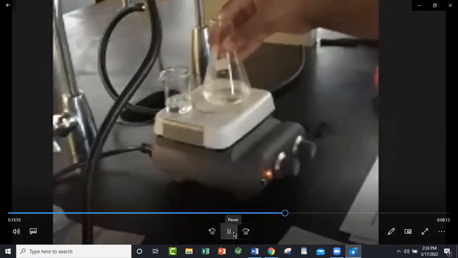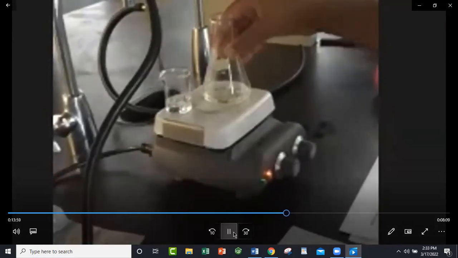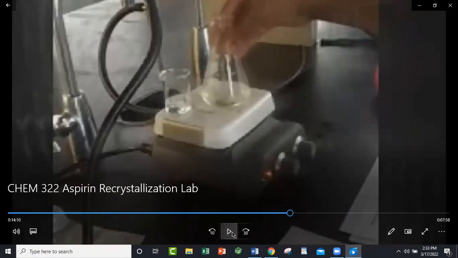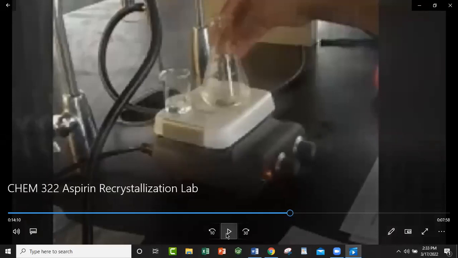How much have you used so far? I'd say about 12. Yeah, you might want to add a little bit more, about 5 more mils max, because it shouldn't take more than 20. Okay, so sample 2, if you're using that sample where it says total amount used, you want to put 17 milliliters in that slot. If you pick sample 1, it's 15 milliliters.